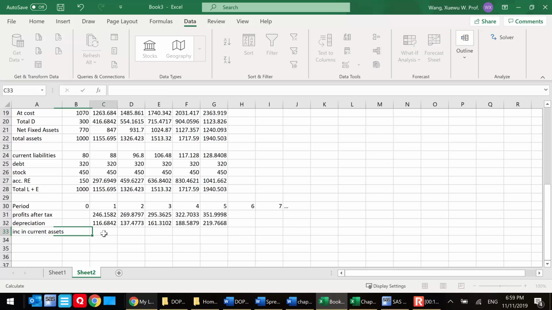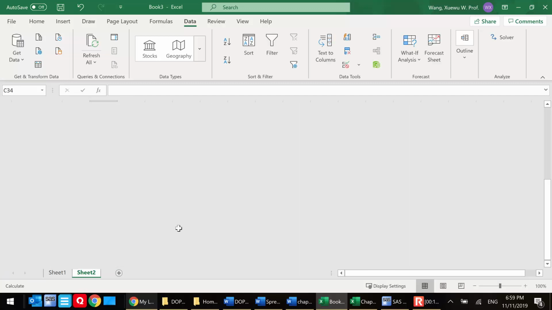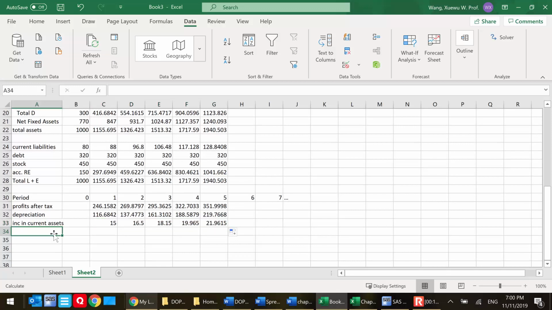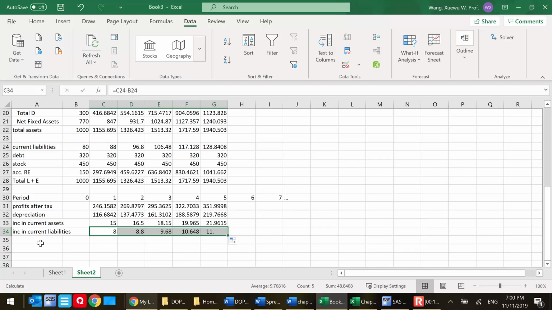So these are actually doing the formula in our textbook. So this is going to be current assets in year one minus current assets in year 0. All right, so that is 15. Let me copy this across. Okay, and let's look at increase in current liabilities. All right, so that's going to be equal to liability in year 1 minus liability in year 0. And I have $8 here. And let me copy this across.